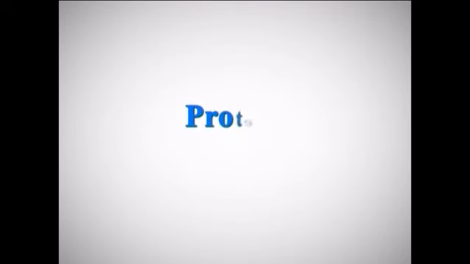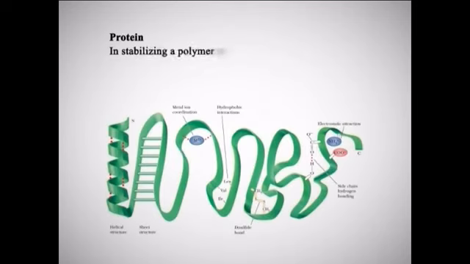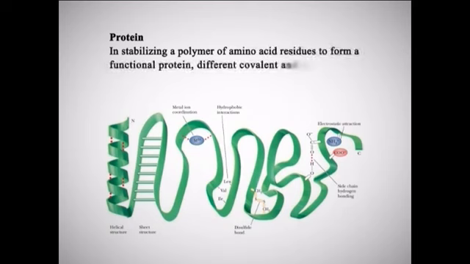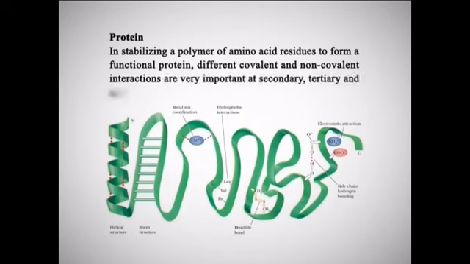The first is protein. In stabilizing a polymer of amino acid residues to form a functional protein, different covalent and non-covalent interactions are very important at secondary, tertiary, and quaternary structural levels. Next is DNA.